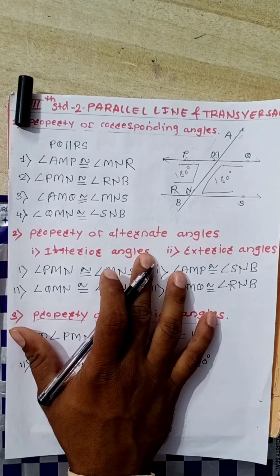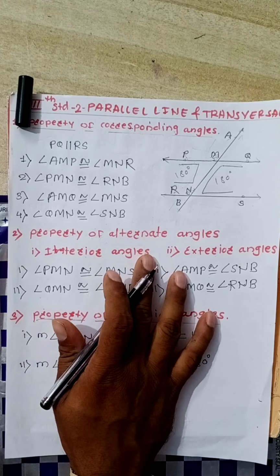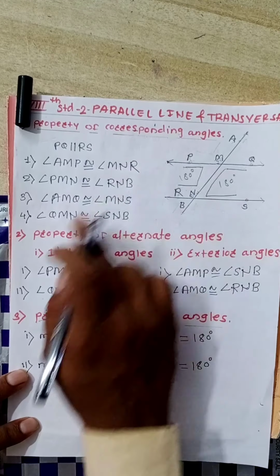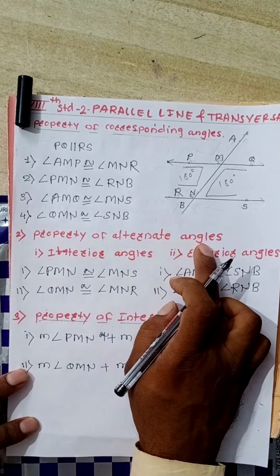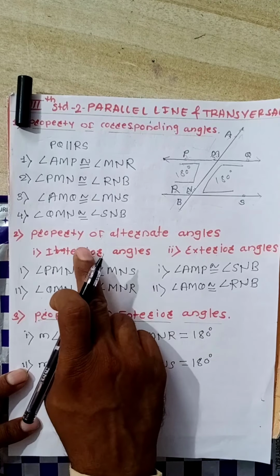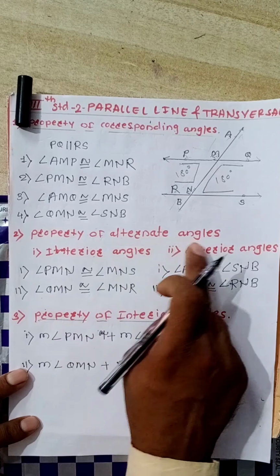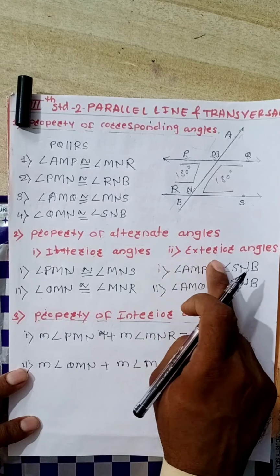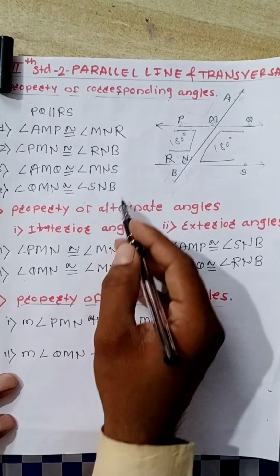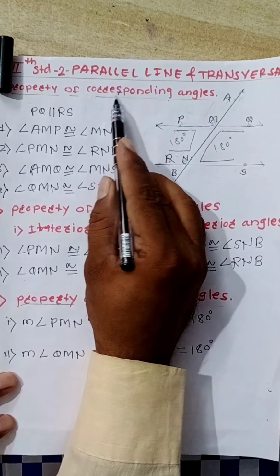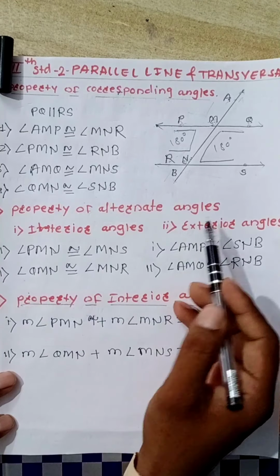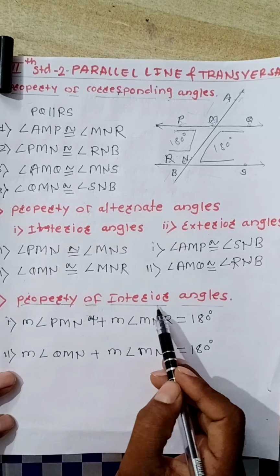Okay students, today we learned three types of angle properties. First, corresponding angles, second, property of alternate angles, and third, property of interior angles. There are two types of alternate angles, first interior angles and second exterior angles.